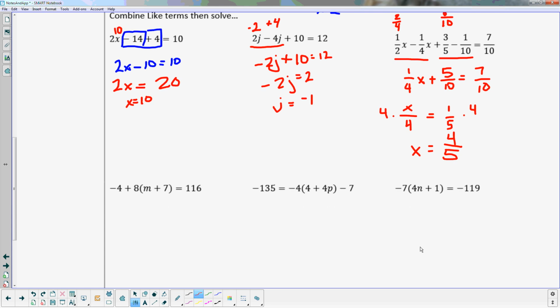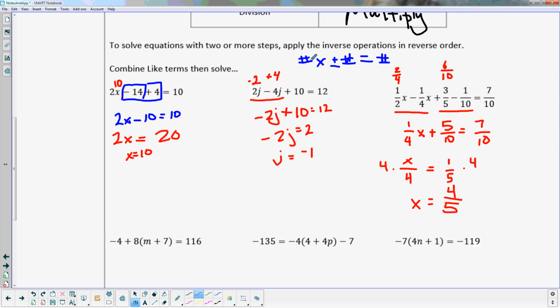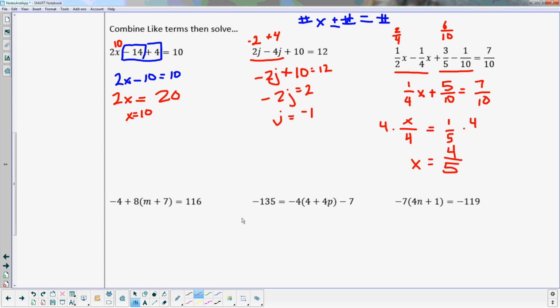Okay. The next set of problems, there's some parentheses involved. But my goal is to do the same thing. I want to get number, variable, plus or minus number equals number. I've got the equals number part on each one of these. So I've got, this -135, -119, and 116.